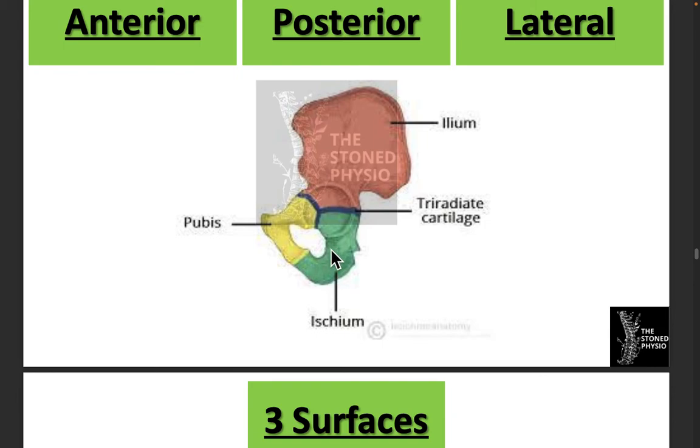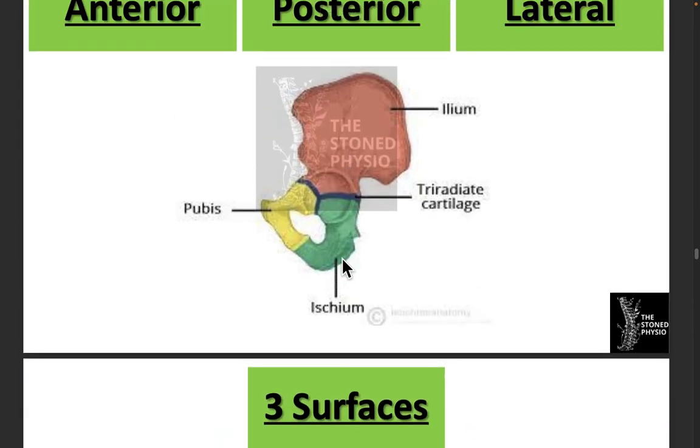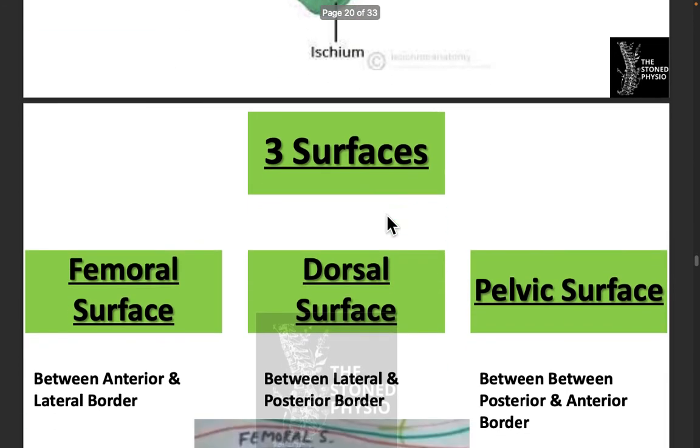the femoral surface of the ischium. Likewise we can call the surface between the lateral and the posterior borders the posterior surface. And we have got another surface on the medial side, between the posterior and the anterior, that is called the medial or the pelvic surface. We have got the dorsal surface present here between the lateral and the posterior borders. We have got the femoral surface between the anterior and the lateral border, and a pelvic surface on the inner side, on the medial side, which is not visible from this side. I hope we are clear till now.